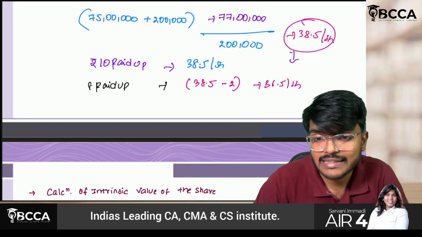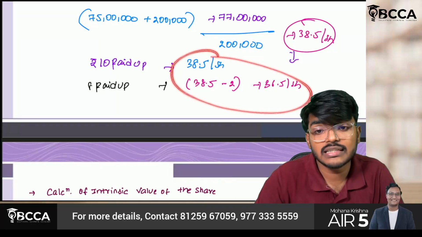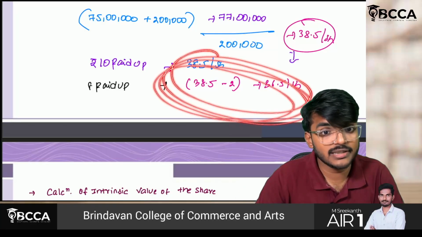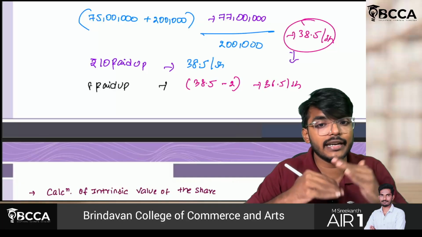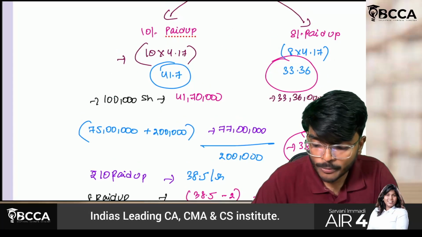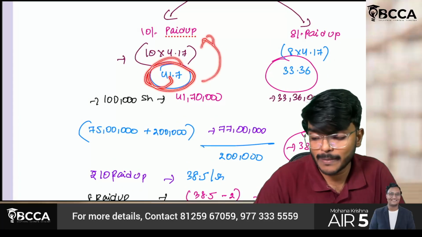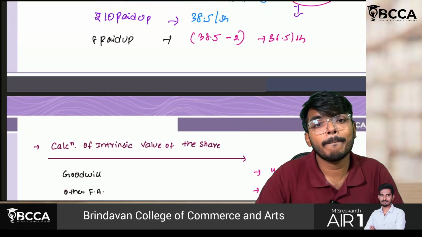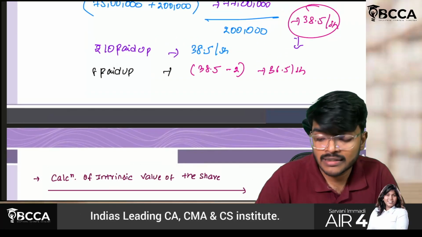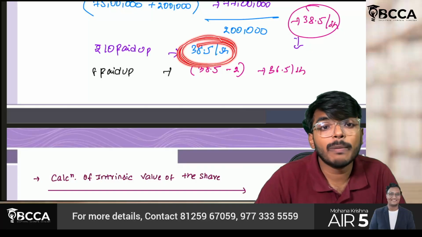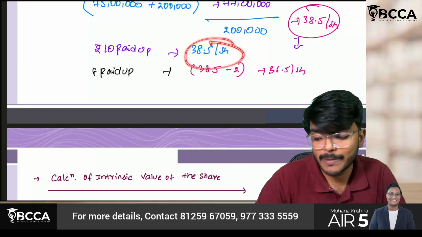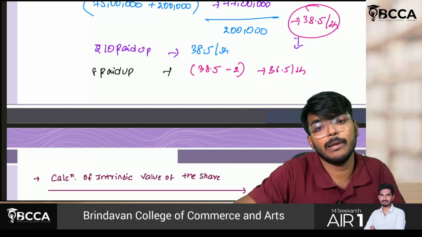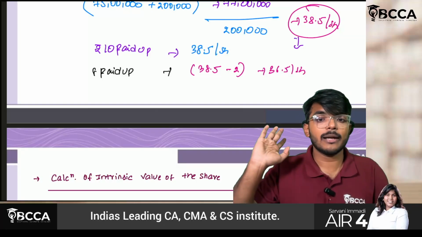Once again, I will repeat the example, but this you have to understand. Sir, why are you doing it like this? Because the margin is greatly reduced. Earlier, how much was the margin? 41.7 for 10 rupees paid up, 33.36 for 8 rupee paid up, but that is no more. After doing the adjustments, 38.5 per share will belong to 10 rupees paid up and 36.5 per share will belong to the 8 rupees paid up.